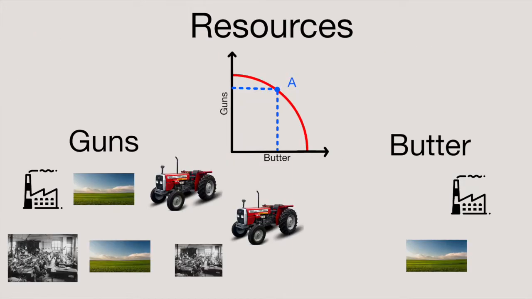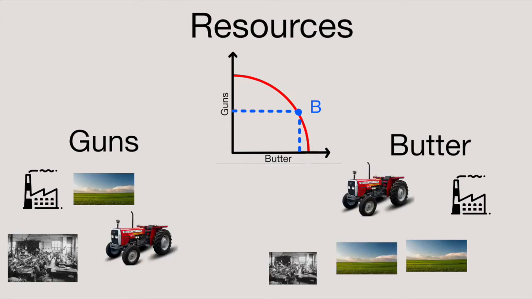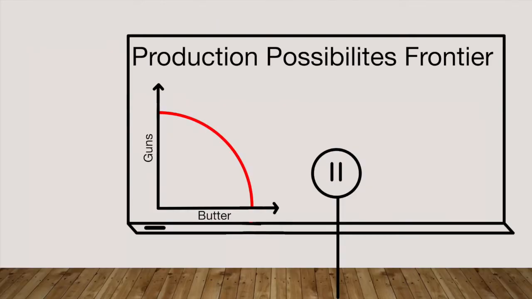As you can see, we are producing much more guns than butter. That means we are allocating more of our resources, our factories' labor, towards that goal. Let's look at another point, point B. At point B, we are producing more butter and fewer guns, so we can see how that changes our allocation of resources. Because of this, we can examine some points that are not on the curve.